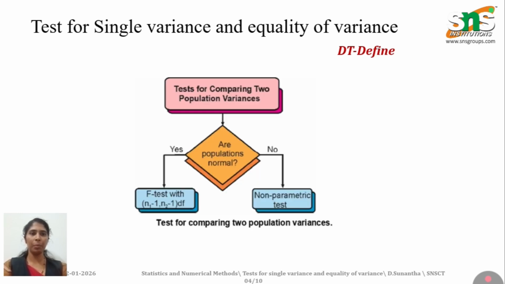Next is the define part. Here, the test for comparing two population variances: if the populations are normal, then we can use the F-test with n1 minus 1 and n2 minus 1 as degrees of freedom. This is not a non-parametric test. So this is the test for comparing two population variances.